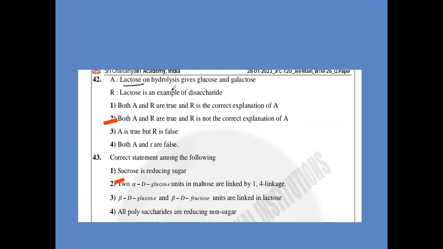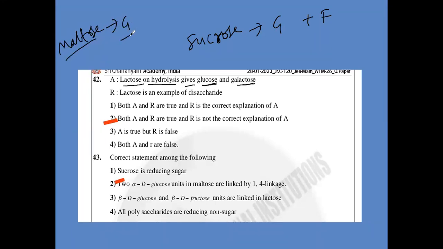Next, lactose on hydrolysis gives glucose and galactose. It is correct. Sucrose will be giving what? Glucose and fructose. And lactose will be giving glucose and galactose. And one more, maltose is there. Maltose on hydrolysis will produce what? Only glucose. 2 molecules of glucose. Sucrose will be giving glucose plus fructose, and lactose, milk sugar, will be giving glucose and galactose.